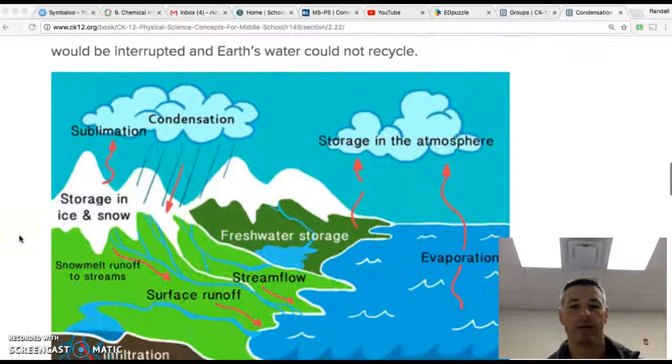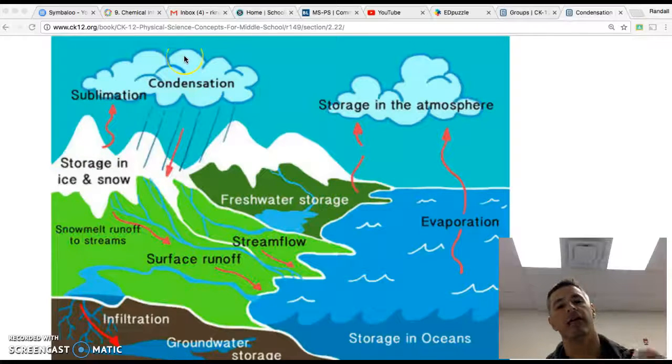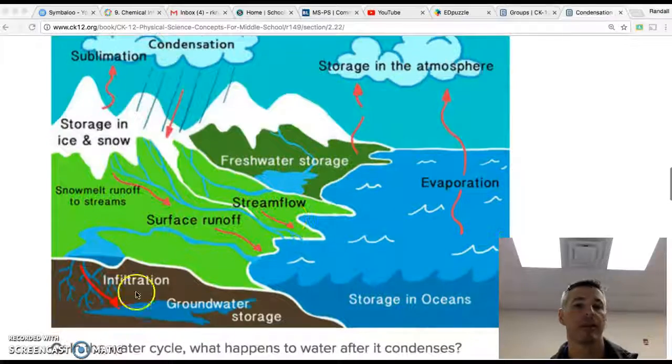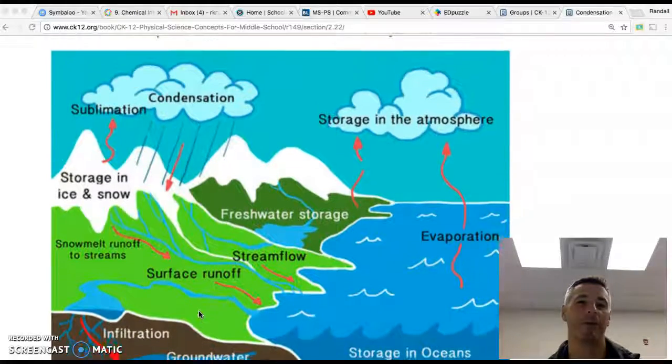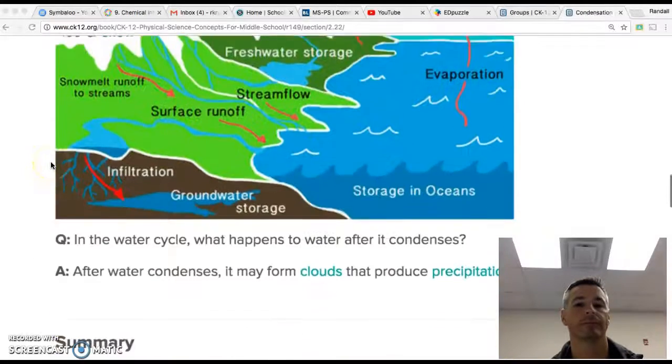Without condensation, the water cycle would be interrupted and the Earth's water would not recycle. So we have this cycle where water gains heat energy, evaporates, goes up into the higher atmosphere, cools, condenses on particles of dust, and then falls as rain, sleet, snow, hail. Some of the water is stored in oceans, some rolls down mountains in streams, some sits in lakes, and some seeps into the ground. But the whole point here is, condensation plays a role.